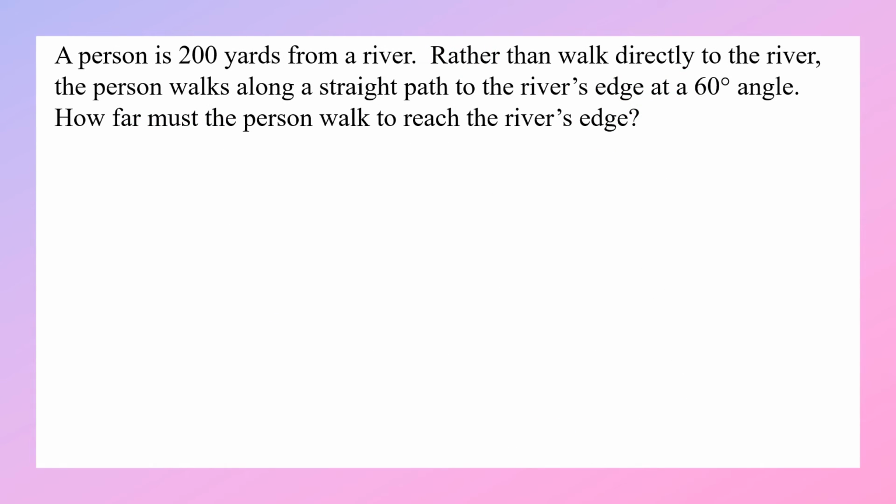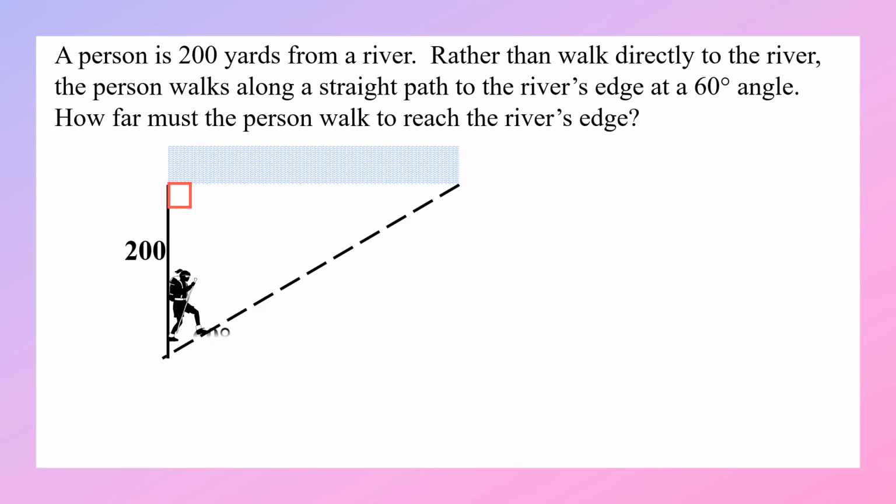Okay, a person is 200 yards from a river. Rather than walk directly to the river, the person walks along a straight path to the river's edge at a 60-degree angle. How far must the person walk to reach the river's edge? So we're going to draw a picture. There's the river. The person is 200 yards from the river. So we're making a 60-degree angle, and they're walking on a straight, slanty path. So we are trying to find out what that slanted path is.